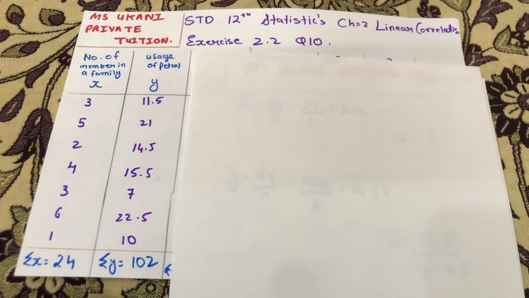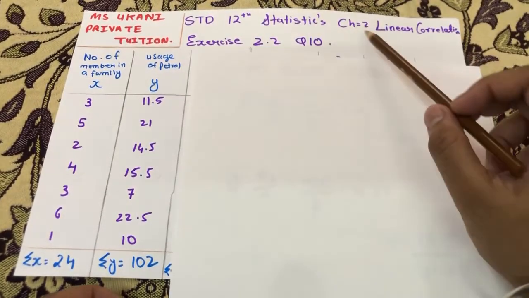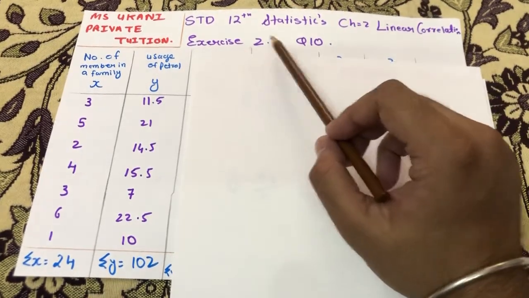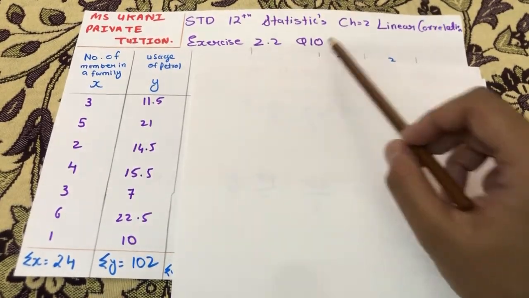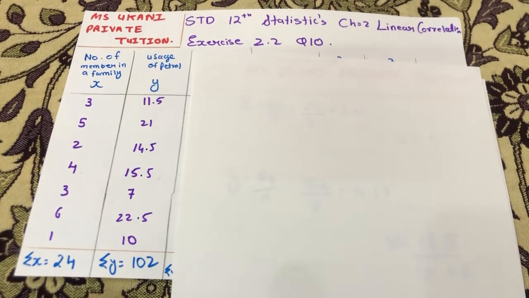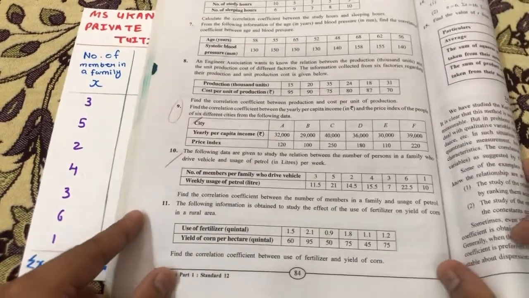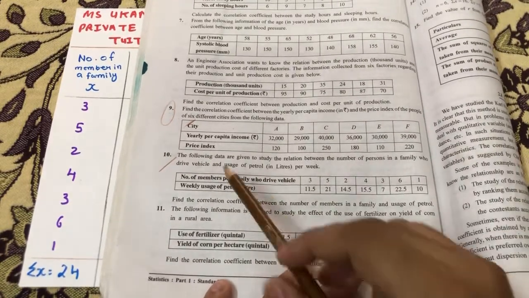So today we are going to study Standard 12 Statistics, chapter number 2, Linear Correlation, in exercise 2.2, question 10. So let us read the question first that is given in the textbook.